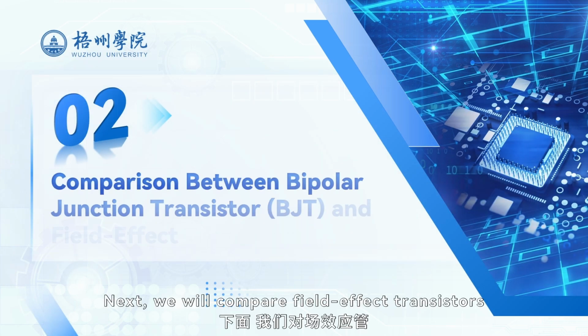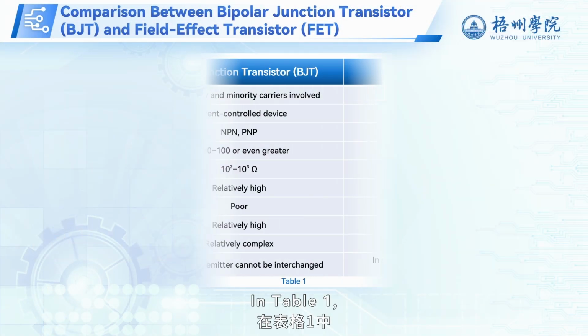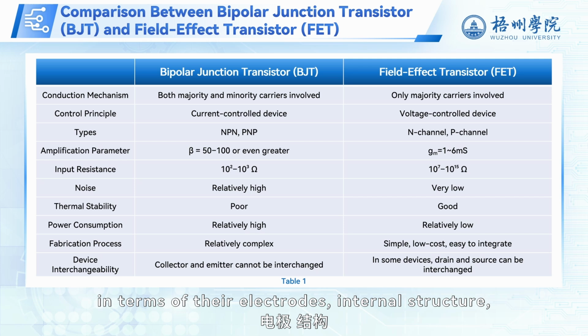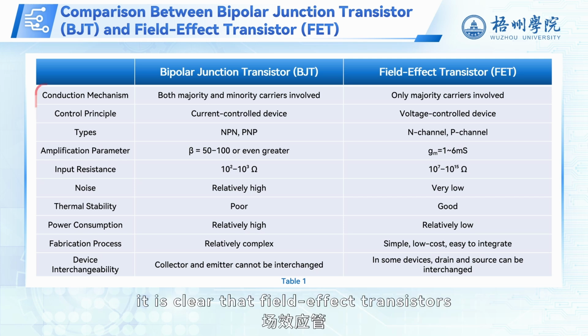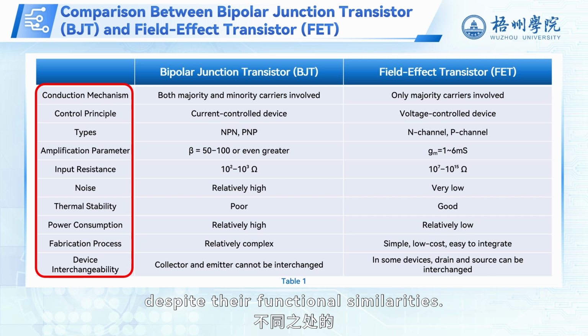Next, we will compare field effect transistors with bipolar junction transistors in detail. In Table 1, we draw an analogy between the 2 transistor types in terms of their electrodes, internal structure, key characteristics, and operating principles. From the table, it is clear that field effect transistors and bipolar junction transistors still exhibit many differences despite their functional similarities.